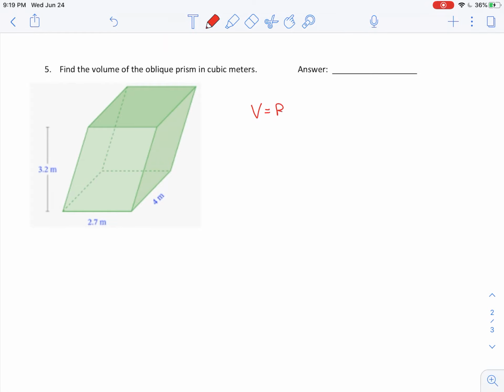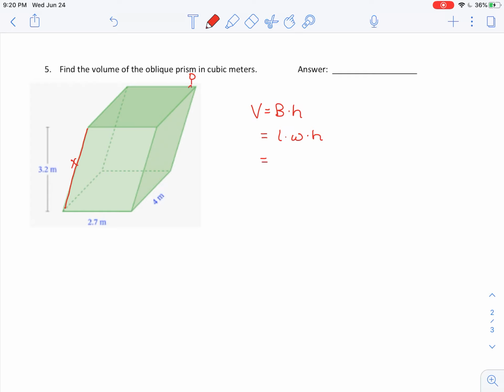So we're going to find the volume of this oblique prism in cubic meters. It's a prism, so I'm still thinking area of the base times the height. It is technically still a square prism, like most of them you will encounter in this class. So I'm still going to think length times width times height. It doesn't matter if it's slanted. The slantedness is irrelevant. Nobody cares.